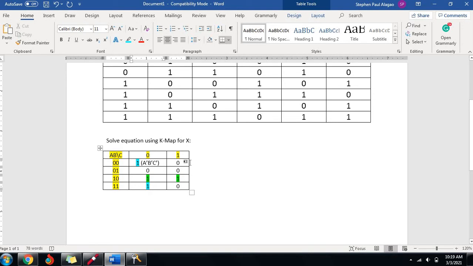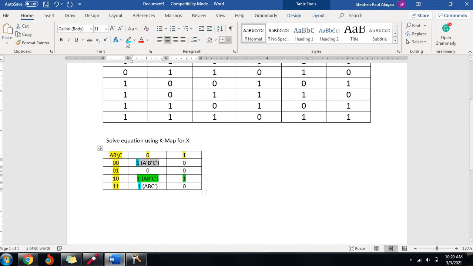Take note that this one is the complement. The complements of a, b, and c, which is equivalent to 0. Now for another blue, take note that a and b are 1, and c is 0, so therefore you have a, b, and then c bar. Now for this one, a is 1, so that is a, b is 0, so that is b bar, and c is 0, so that is c bar. Those are now the letters.